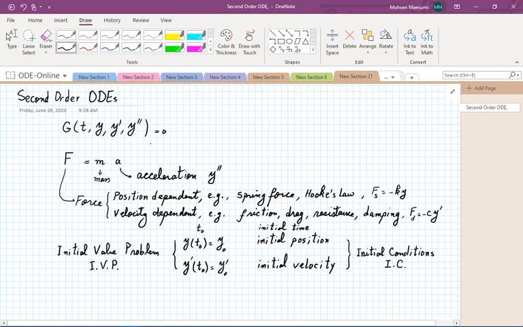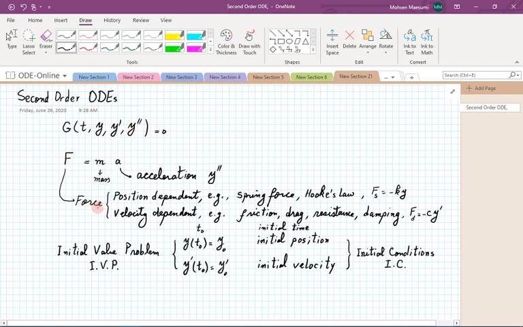At that time, we justified studying this by saying that, in fact, every motion is an example of a second order differential equation. The reason for that is Newton's law, F is equal to ma. Well, m is treated simply as a constant mass. a is the acceleration, which is this y double prime.